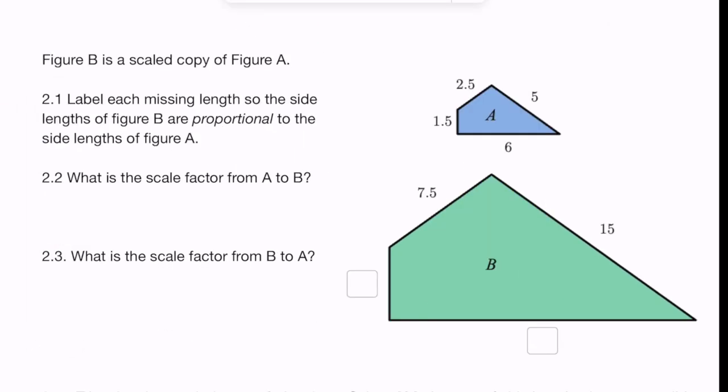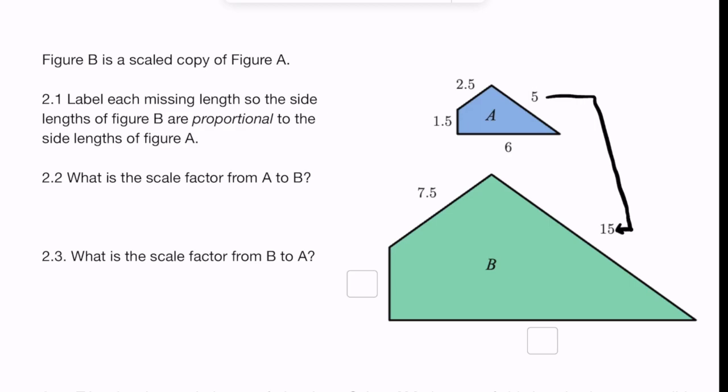Here we have figure B is a scaled copy of figure A. In 2.1, label each missing side length so that the side lengths of figure B are proportional to the side lengths of figure A. So again, this word proportional, that means there's equivalent ratios. So basically this is a scaled copy, and there's some constant scale factor that we're multiplying by to take us from A to B, and we can figure out what that is by dividing the scaled copy side lengths by the original.